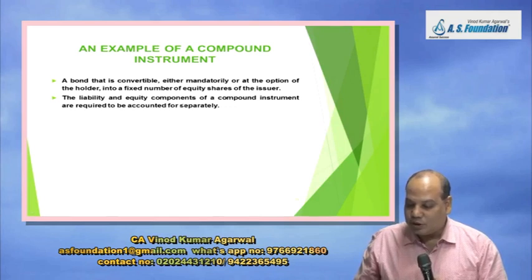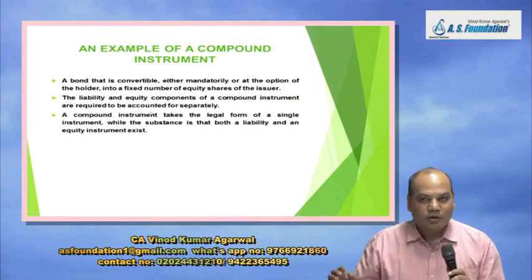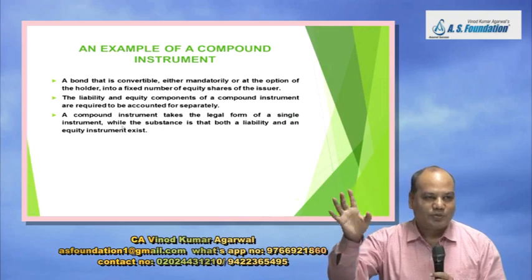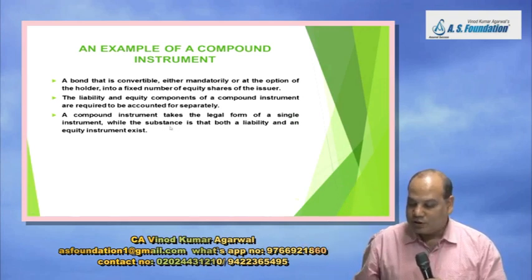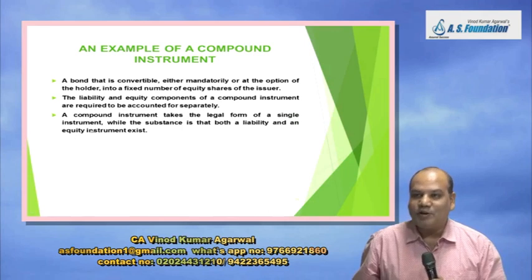So the liability and equity components of a compound instrument will be accounted separately. But for that purpose we have to first split them. This is one of the highly tested questions in the CA exam and other professional exams: split accounting of compound instruments. A compound instrument takes the legal form of a single instrument, so while issuing it, we issue it as one instrument only. But in our financial statements, it will appear as two instruments. The liability part will appear in the liability section and the equity part will appear in the statement of changes in equity.